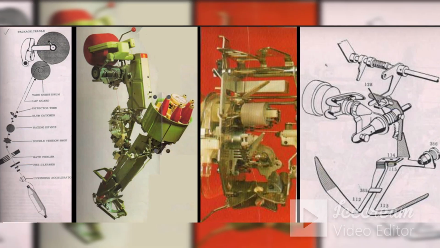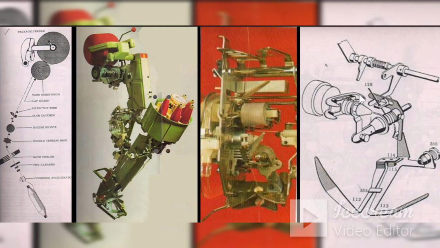Yarn tensioner on AUTOCONER 107 and 138 had unique features. You can see its diagram here. The tensioner consists of a disc. The unique feature here is that this disc was driven by a separate motor. So this disc gets a continuous drive from a motor when winding is going on.